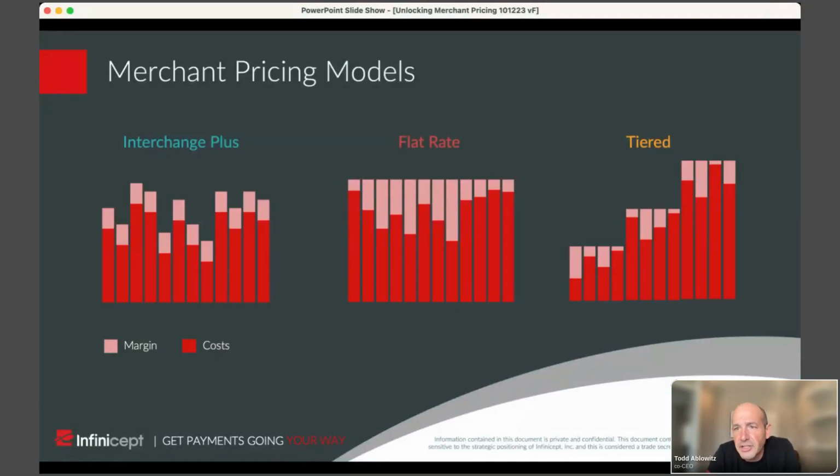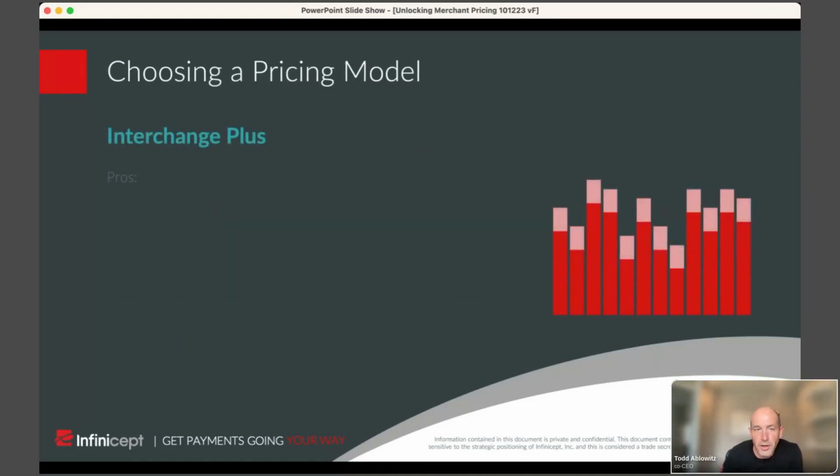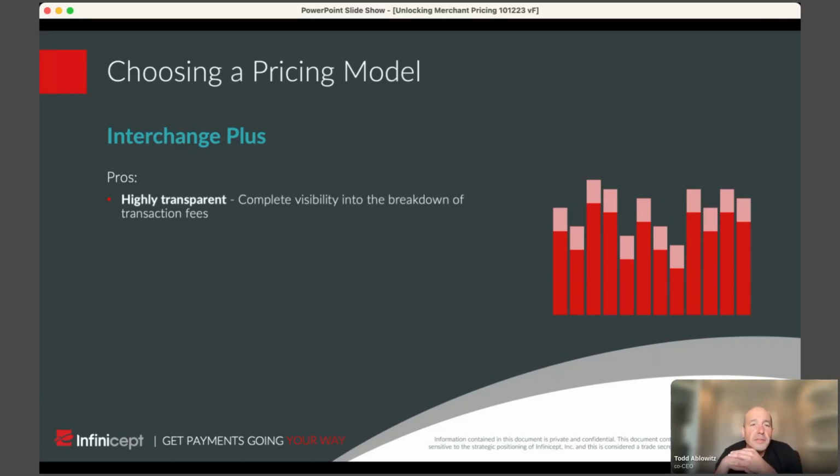The red bars are the components of it that are costs that are passed through, and the pink are margin. And then I'm going to go. I already went pretty deep on Interchange Plus, but we'll talk about pros and cons, and then I'll address your follow-up question. So the positives of Interchange Plus, it's super transparent. Every transaction is reported out at the real costs.